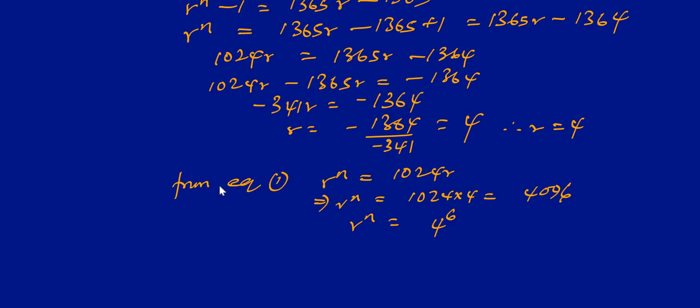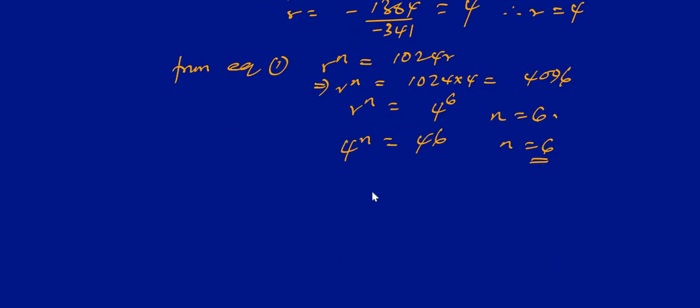Can you confirm what it is going to be? 4 raised to the power of 6. So when the base is the same, it simply means that n is equal to 6. We already have r, so 4^n is equal to 4^6. So n is equal to 6. In conclusion, r is equal to 4 and n is equal to 6.